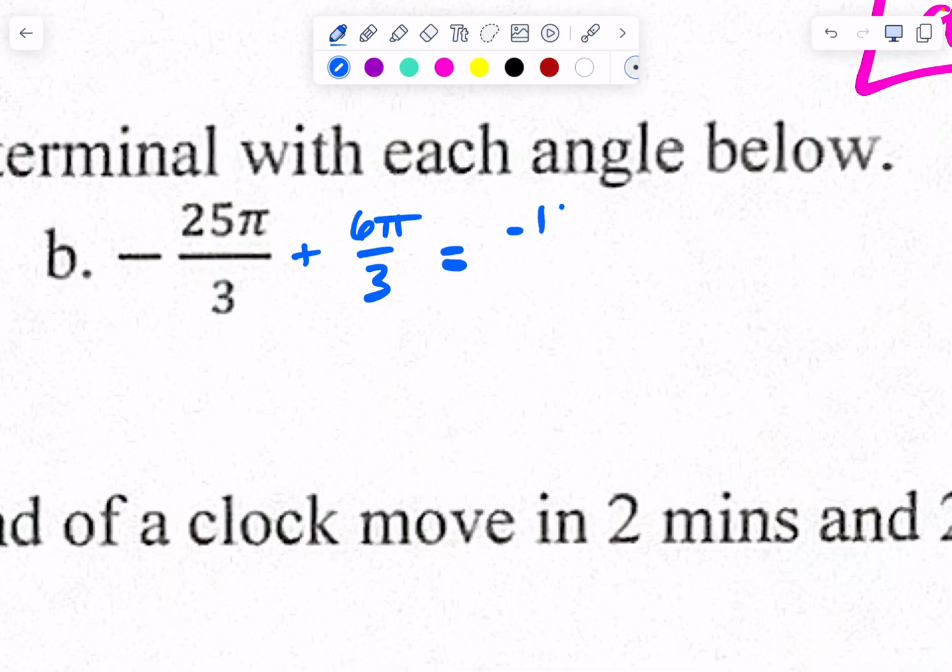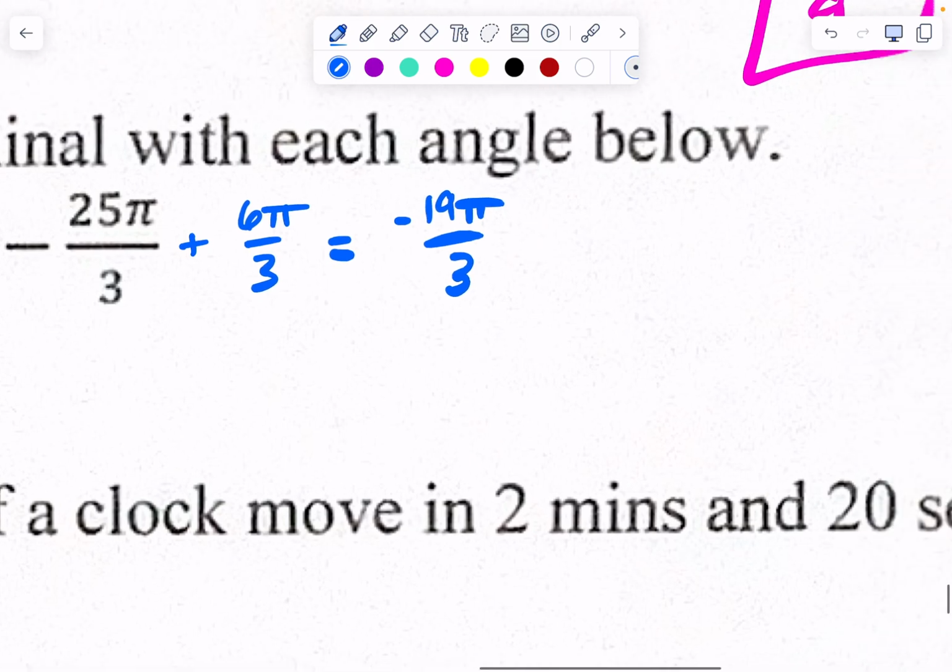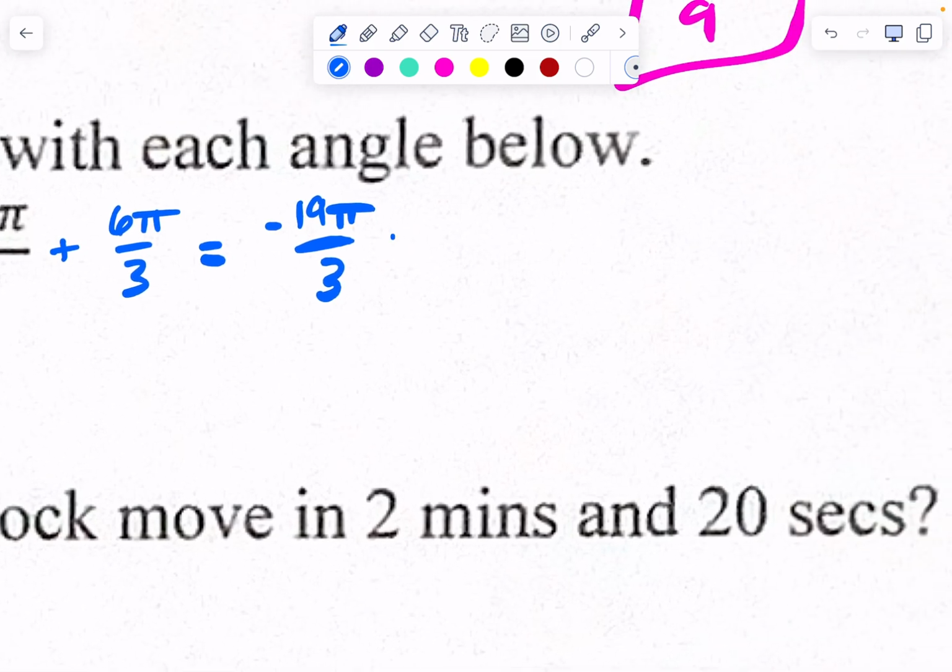Negative 19 pi over 3. 19 divided by 3 is still a number that's bigger than 2. So I'm going to keep, well, I need to get it positive anyway. I'm going to add another 6 pi over 3. Okay, and that makes how much?